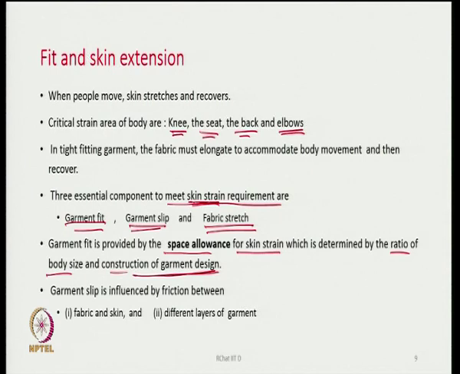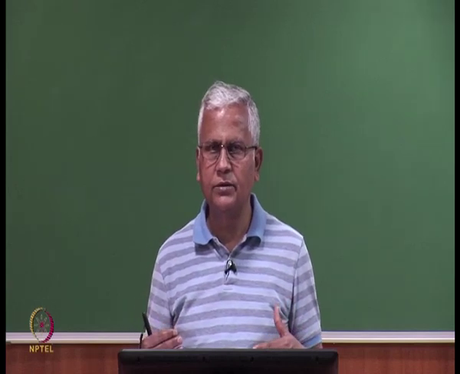And the garment slip in turn is influenced by what? It is influenced by the friction between fabric and skin, and the other one is the friction between different layers of the garment. As I said in the previous slide, there is a possibility of the layers to rub against each other when you are going for multi-layered types of garments.